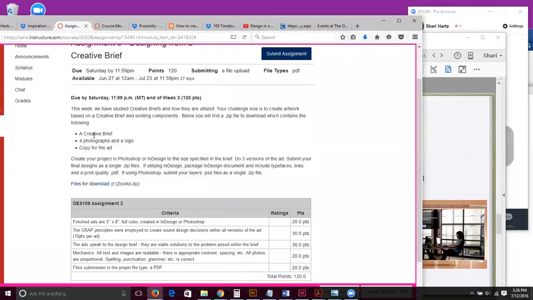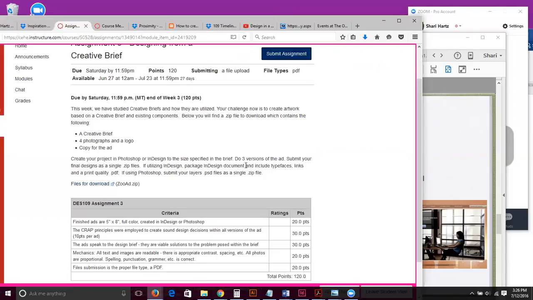Okay, so when you download this folder, it has a creative brief, it has 4 pictures and a logo, and it has the copy. It says create your project in Photoshop or InDesign to the size specified, do 3 versions of the ad, and submit your final design as a single zip file. If utilizing InDesign, package InDesign. I showed you guys how to package it. I'm going to do it in InDesign for you today.